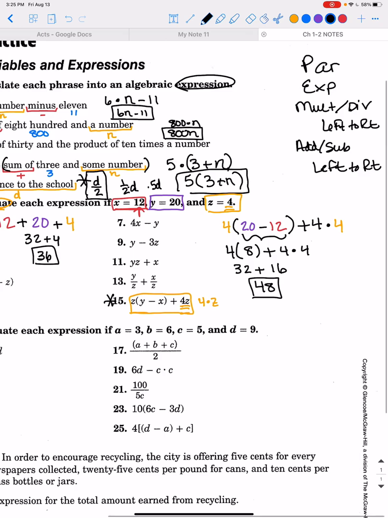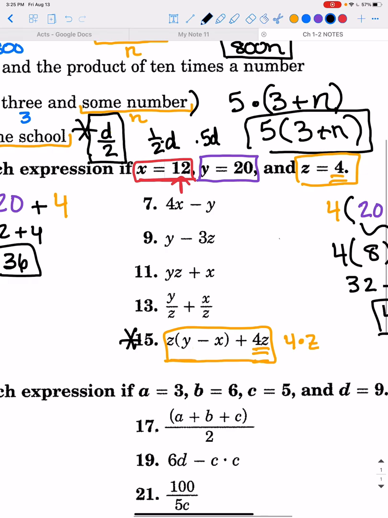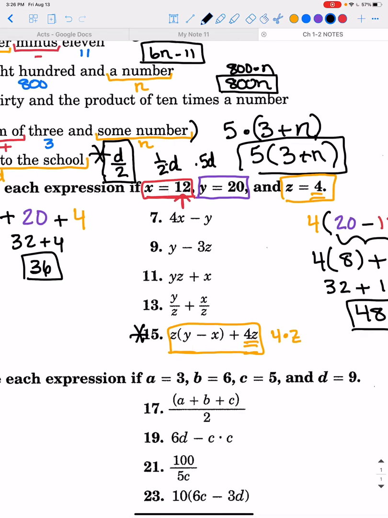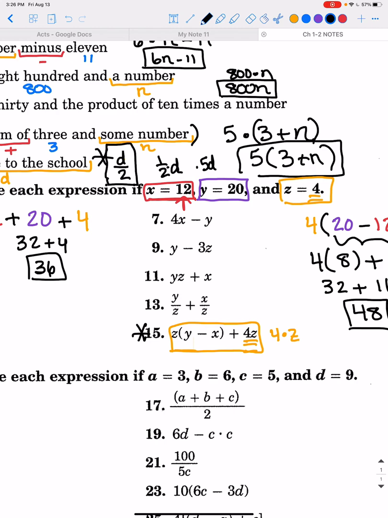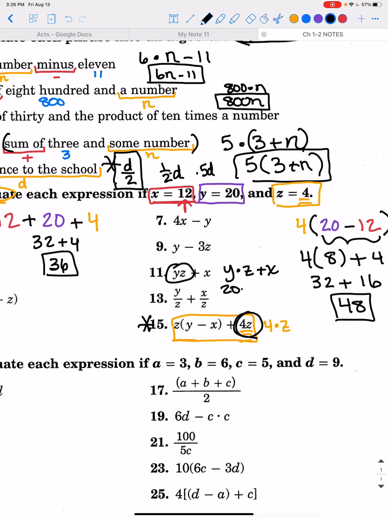The other thing I want to cover is, I had a question in class and we didn't cover it, is one like this number 11. y times z plus x. Remember that when you have a number and a variable next to each other, like right here, 4z is the same as 4 times z. Well, when you have two variables next to each other, like right here, yz is the same as y times z plus x. So you would have here 20 times 4 plus 12, and then PEMDAS would say you would do 20 times 4 first, which would be 80, plus 12, which would equal 92, okay?